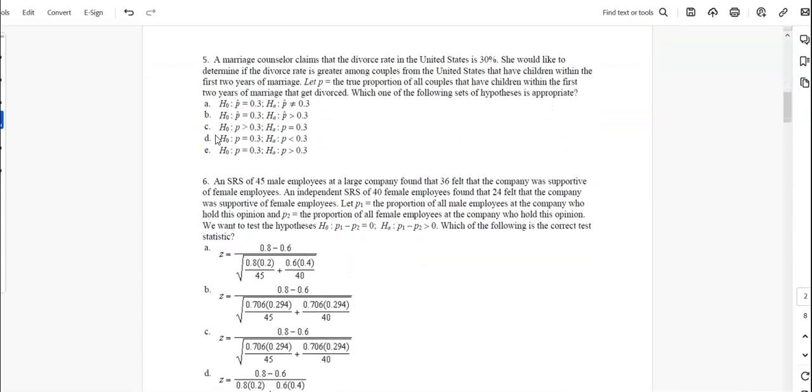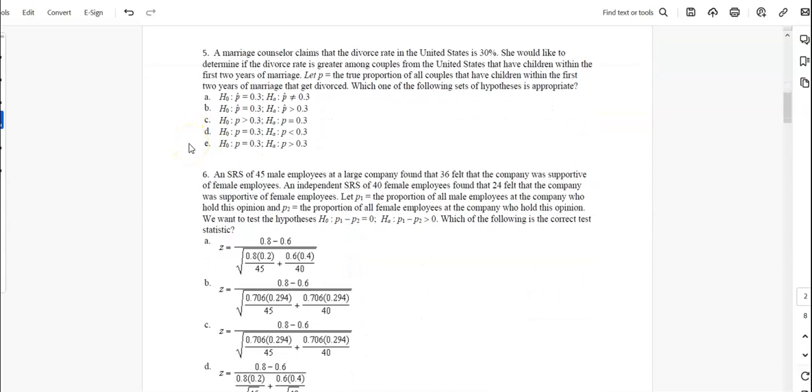Okay. A marriage counselor claims that the divorce rate in the United States is 30%. She would like to determine if the divorce rate is greater among couples from the United States that have children within the first 2 years of marriage. That could be tough, I guess. The true proportion of all couples having children within the first 2 years of marriage that get divorced. Which one of the following sets of hypotheses is appropriate?